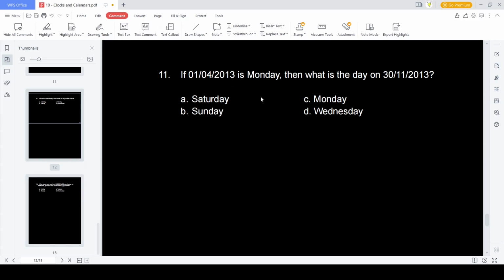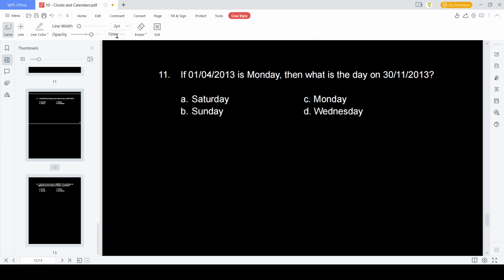Next question. If 1st April 2013 is a Monday, then what is the day on 30th November of the same year? 2013 itself. So first we need to understand how many days there are in between. We know that anything mod 7 will give you the same day, right? So if I have 70 days, it will give me Monday itself. Similarly, I'll just calculate.